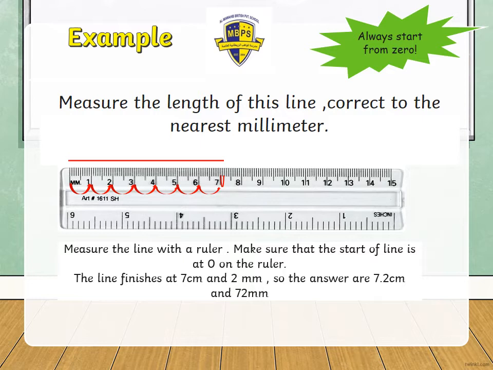Why do I say 72 millimeters? Because between one centimeter and the next there are 10 millimeters. So 10, 20, 30, 40, 50, 60, 70 and 2 equals 72 millimeters.